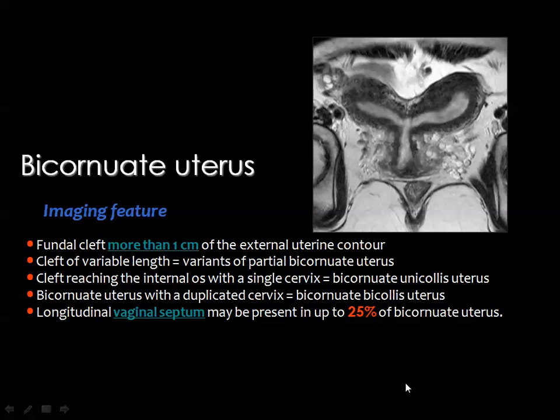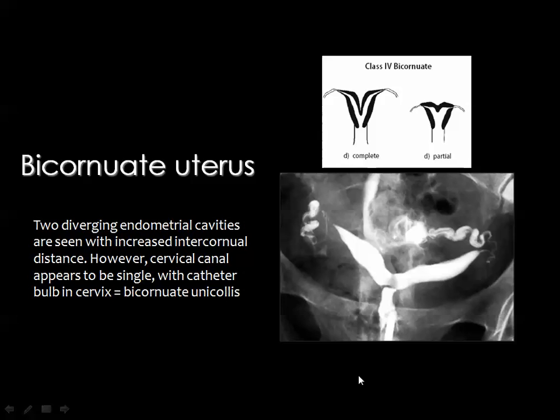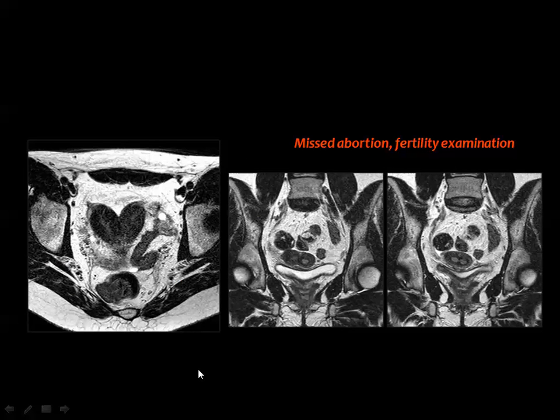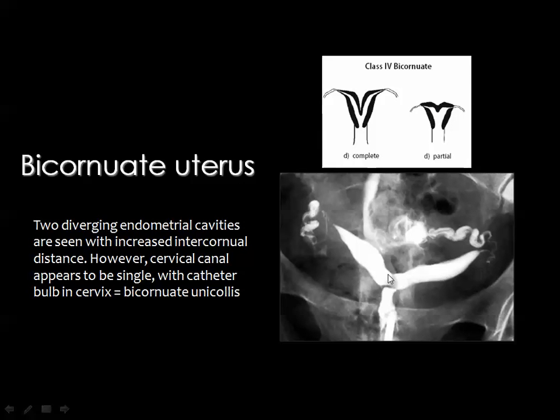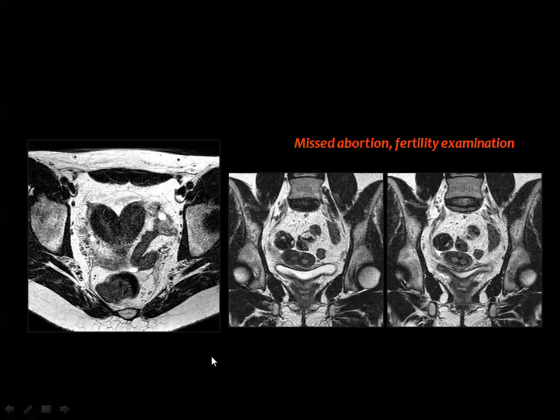This is what we call bicornuate unicollis uterus. And sometimes you get two separate uterine bodies and two separate cervical canals. But here you see a bicornuate unicollis uterus with a single cervical canal, where the uterine bodies are opacified by a single cannula introduced into a single cervical canal.